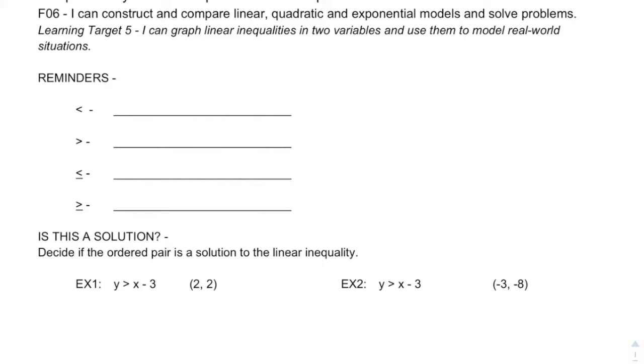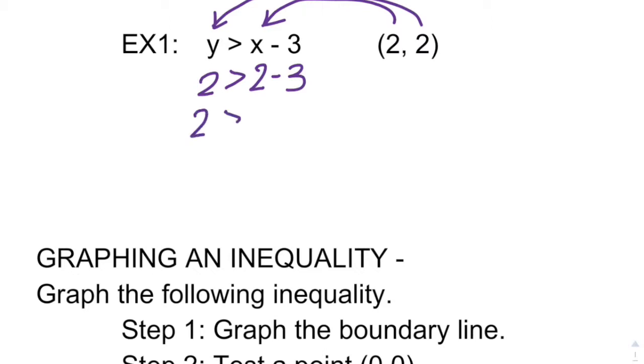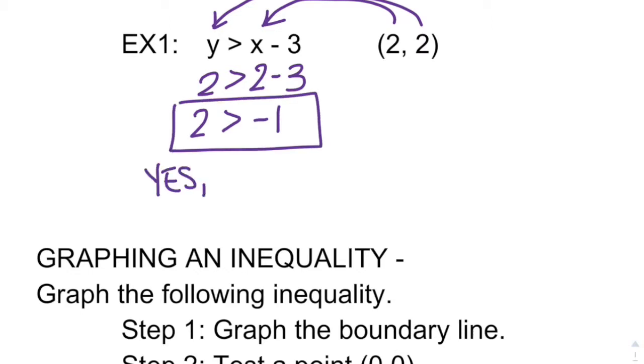But once you do that, after you pause and do that, we're going to get started on is this a solution right away. So for that section, we are given a coordinate point, and we need to plug that coordinate point in for x and y. So my x value goes in for x, and my y value goes in for y. So we have 2 is greater than 2 minus 3. When I simplify that, I get 2 is greater than negative 1. Is that true? Is 2 greater than negative 1? Yes. So that means that yes, this is a solution.